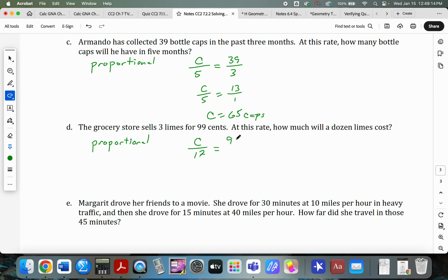And the cost was 99 cents for 3. So the cost for 12 will be equal to 33 over 1. Because it's 33, the unit rate is 33 cents per lime. So 33 times 12, that's 66, 330, 396. So that's $3.96.